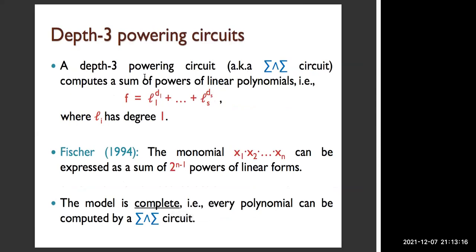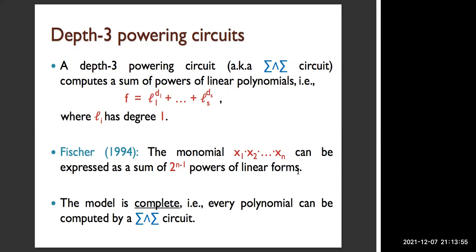Let me formally define it. A depth 3 powering circuit, also denoted as a sigma power sigma circuit, computes a sum of powers of linear polynomials. And this circuit is quite interesting because of Waddingham. It's also a complete model, meaning that any polynomial can be computed by a depth 3 powering circuit. Why is that? Because of a result by Fischer, which says that you can compute any monomial as a sum of 2 power n minus 1 powers of linear forms.